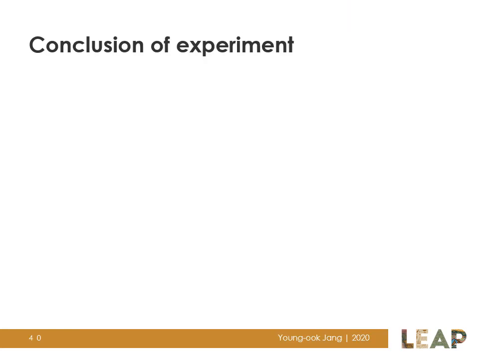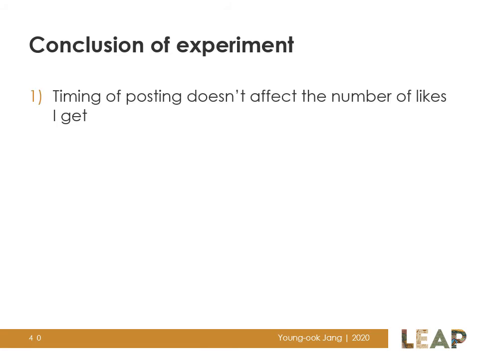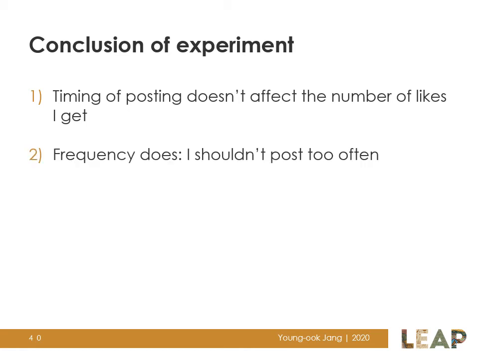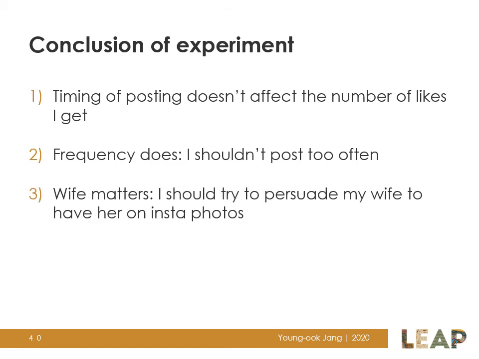All right, now I can make conclusions out of the experiment. The first hypothesis was not true. The timing of postings doesn't affect the number of likes I get. And second, frequency does. So I shouldn't post too often. So that's the second conclusion that I got from the experimentation.